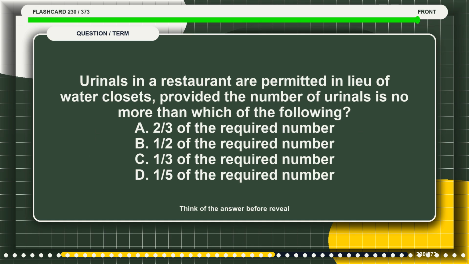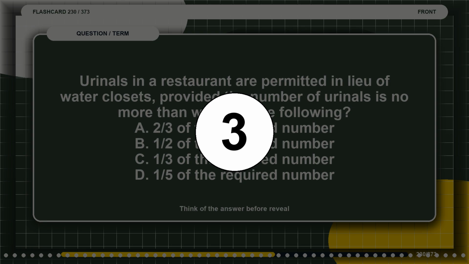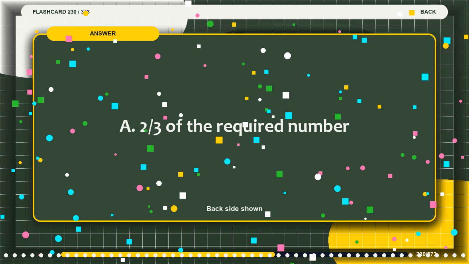Flashcard 230. Urinals in a restaurant are permitted in lieu of water closets, provided the number of urinals is no more than which of the following? A. 2/3 of the required number. B. 1/2 of the required number. C. 1/3 of the required number. D. 1/5 of the required number. Think of the answer before the reveal. The answer is A. 2/3 of the required number.